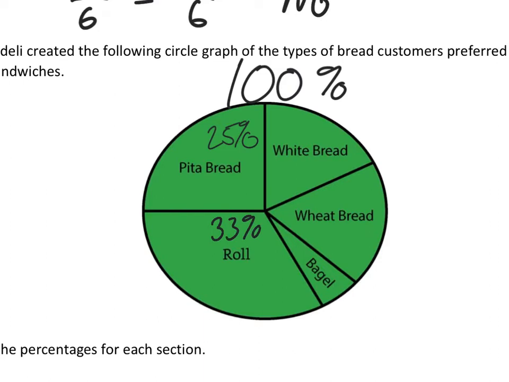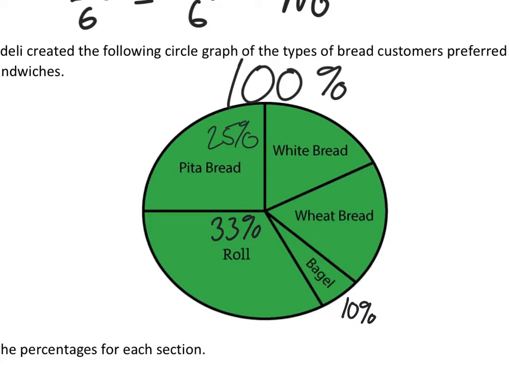So now here's what I've got to do. That bagel, that doesn't look like very much. Let's just guess that it's about 10% for the bagel, because that's not very much of that pie chart at all. I could probably have 10 more sections of bagel on there and be pretty close. And white bread and wheat bread look almost the same to me.